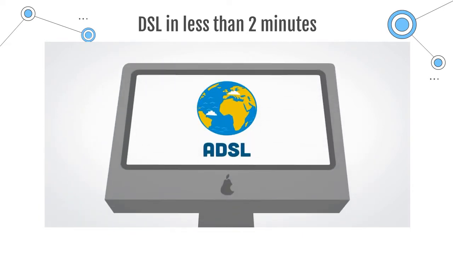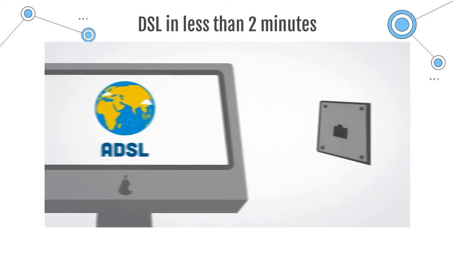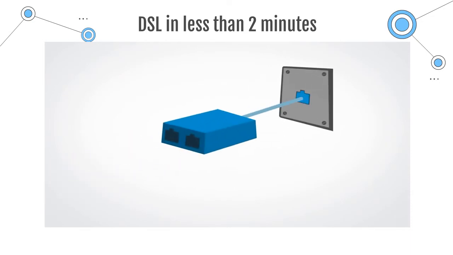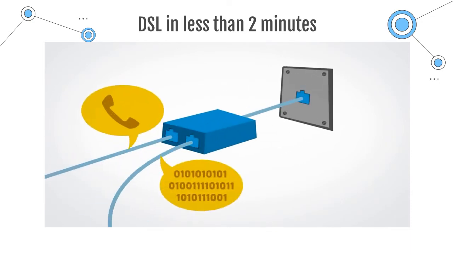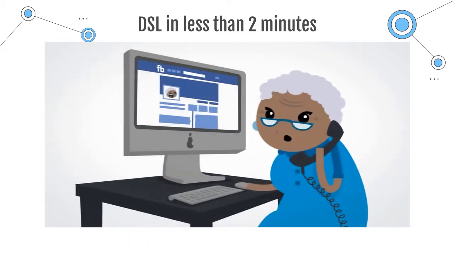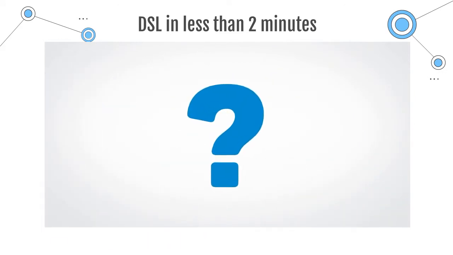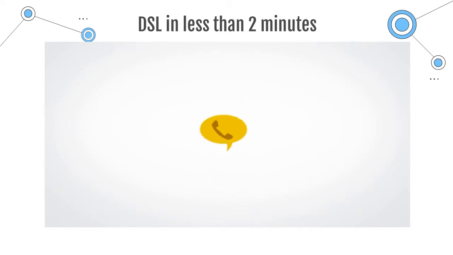ADSL is by far the most stable and affordable way to access broadband internet. It uses your existing telecom phone line, but splits it into two channels, one for voice and one for data. This way, you can still use the phone while accessing the web. So, how do you get ADSL? First, you need a telecom phone line.